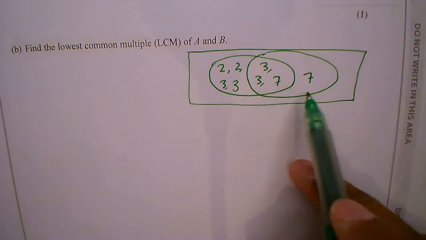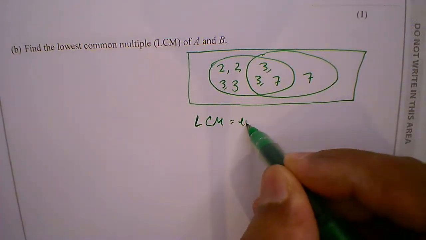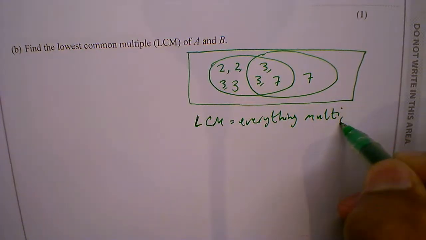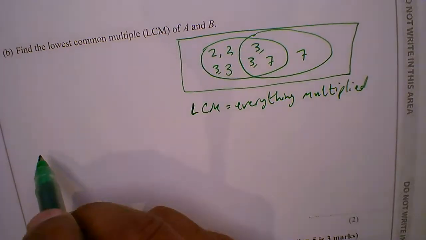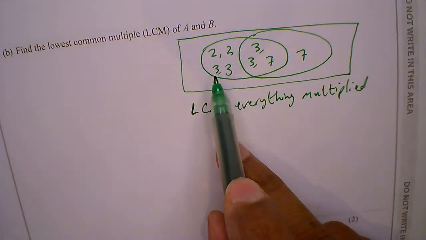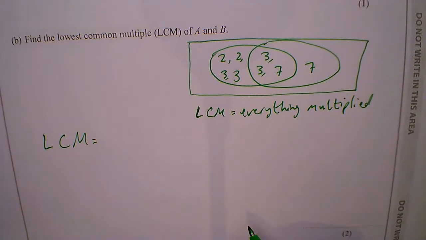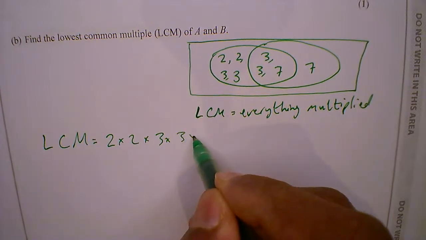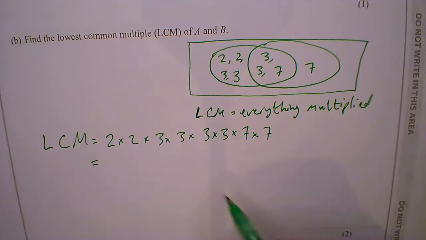Okay, LCM, I've just rewritten it here so that we can see. LCM is everything multiplied. So I'm going to multiply everything. I've already worked out the previous bit, 63 times 2, 2 times 2 times 3 times 3 times 7. So LCM equals everything multiplied. I'm just going to write 2 times 2 times 3 times 3 times 3 times 3 times 7 times 7. Okay, and I don't need to worry about it too much.